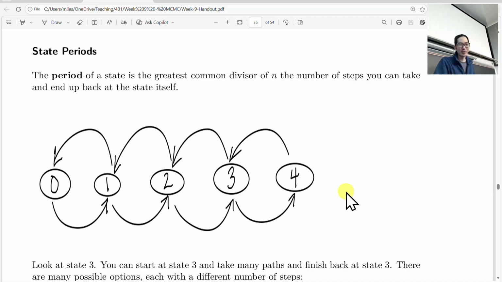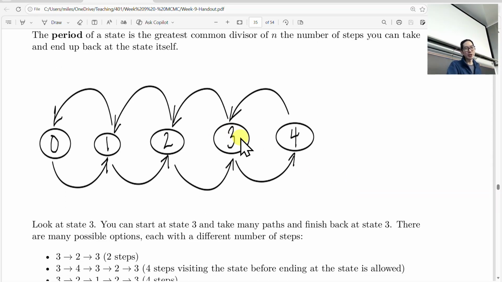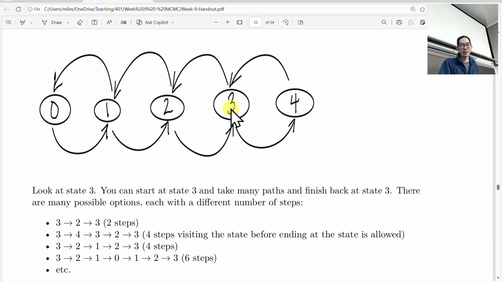So if we start off at 3, I ask, can I get back to 3? And if so, how many steps will it take for me to get back to 3? I can get back to 3 in 2 steps: I can go from 3 to 2, back to 3. I can take 4 steps to get back to 3: I can go 3 to 4, back to 3, to 2, back to 3. That's fine that I stopped at 3 in the middle.